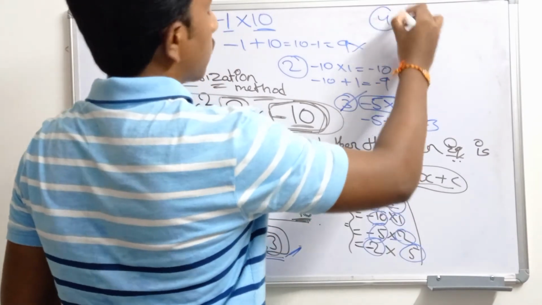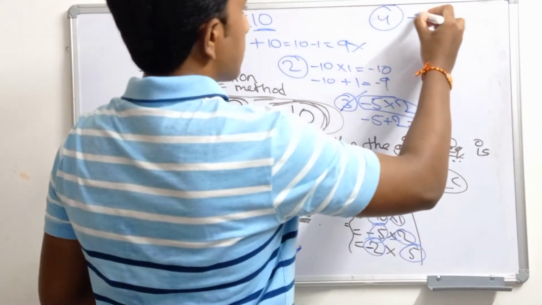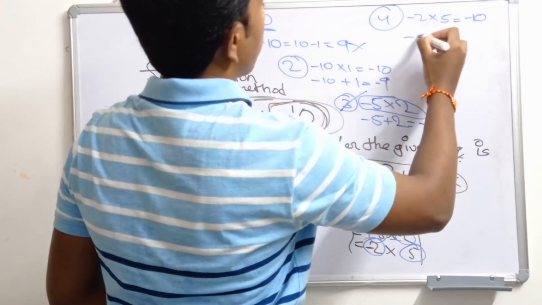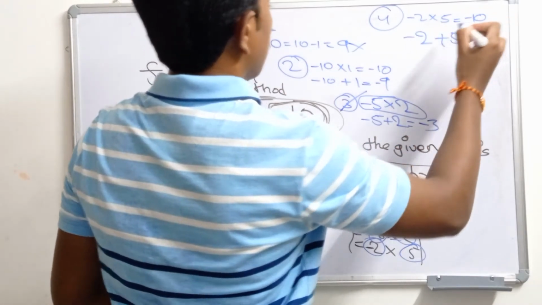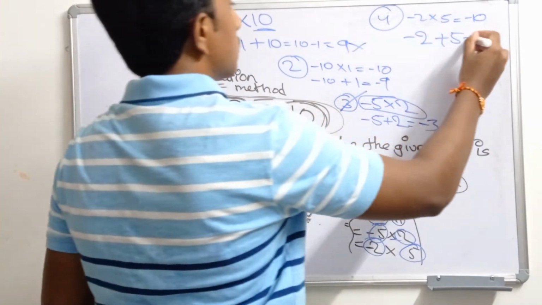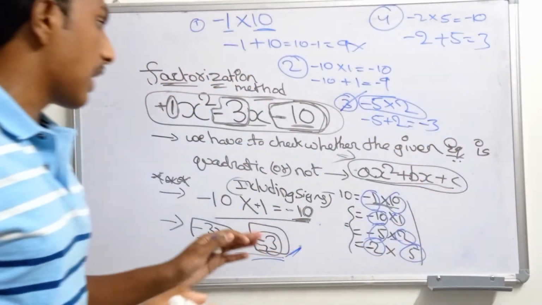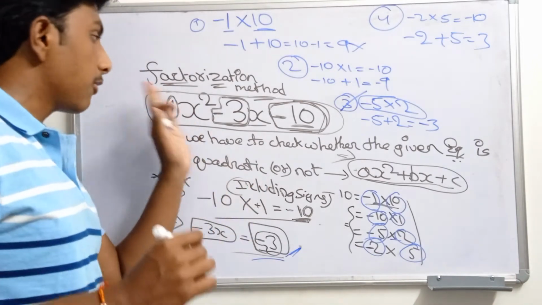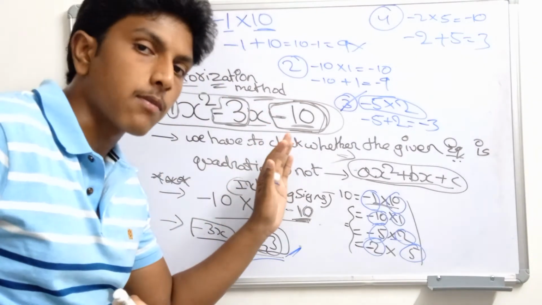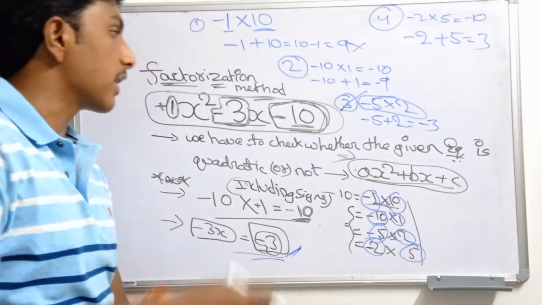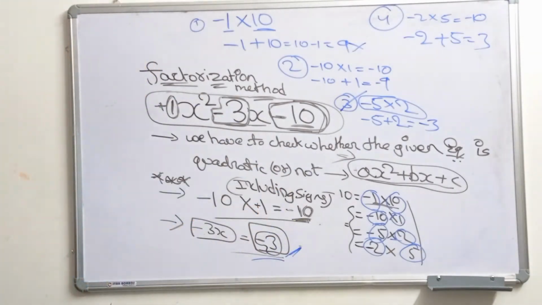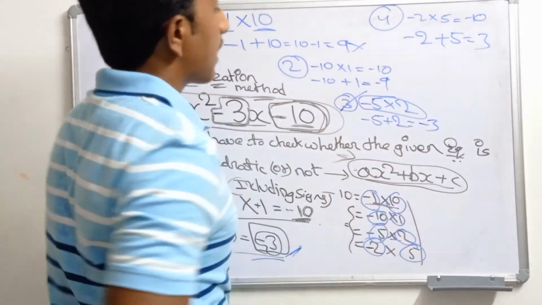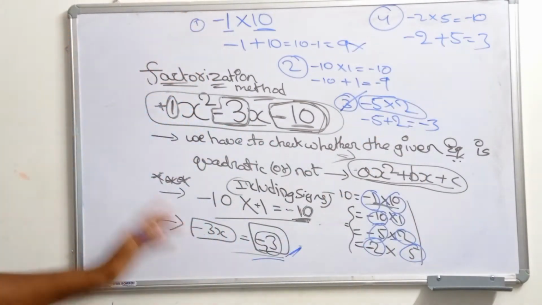Coming to the fourth one, we'll check that also. Minus 2 into 5 is equal to minus 10, but when you add minus 2 plus 5, that means 5 minus 2 is equal to 3. But here we have minus 3. I have said particularly that you have to include the signs also. Include the signs also while solving this type of problems, guys. It is really important, including the signs. Okay, so we'll go with the third one, minus 5 plus 2.